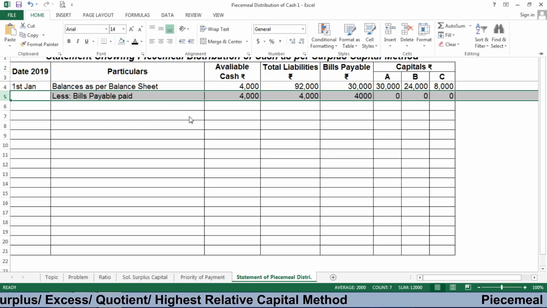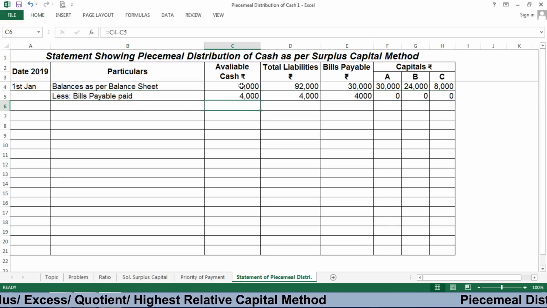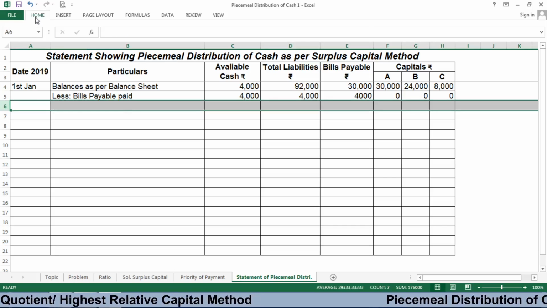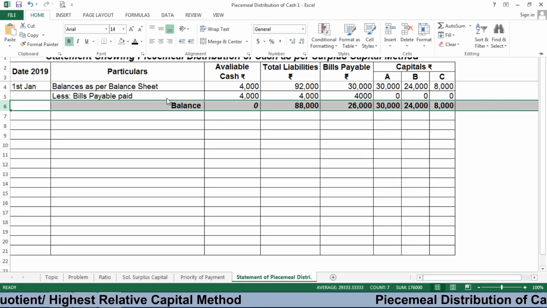Now we will pay the bills payable 4,000 because we have only 4,000 and we can pay only 4,000 here. So the bills payable comes to 4,000. We can pay bills payable 4,000. Total liability will reduce by 4,000 and bills payable will be reduced by 4,000. After payment of bills payable of rupees 4,000, the balance will add. Cash will be nil. Obviously 4,000 was in our hand and we paid 4,000, so balance comes to nil.